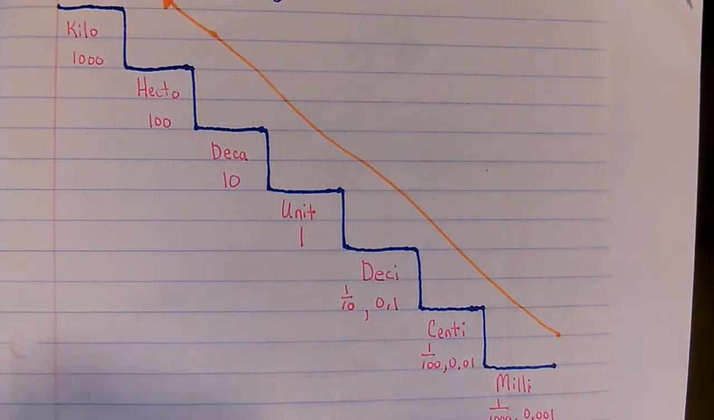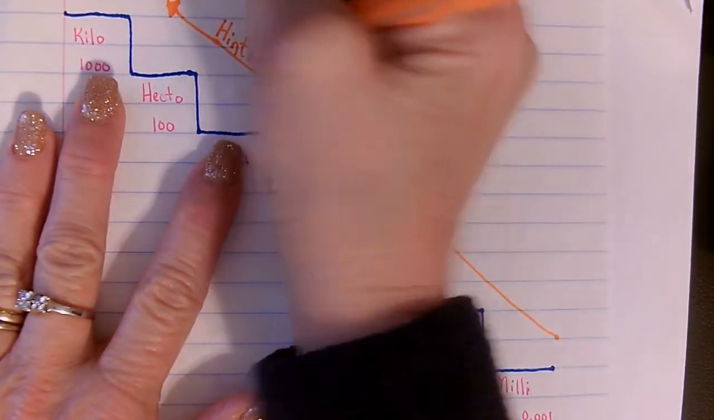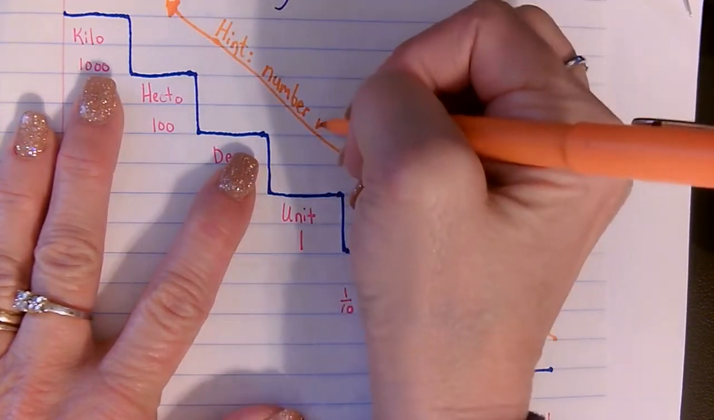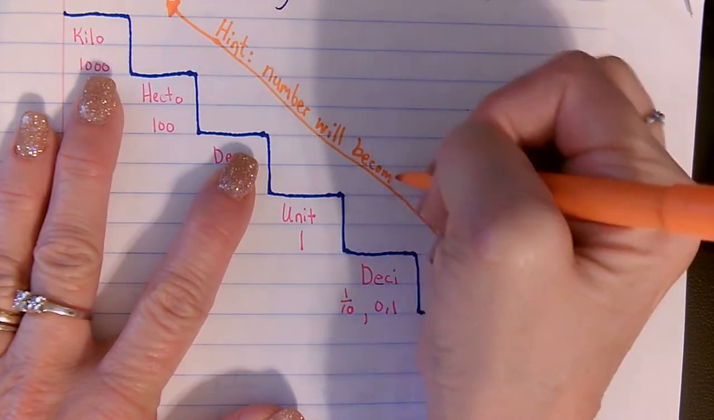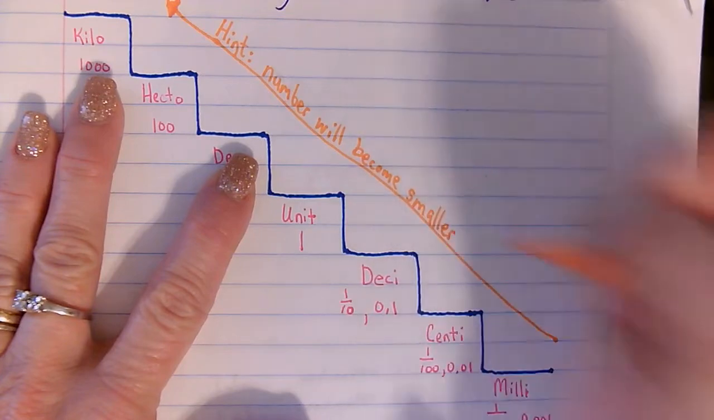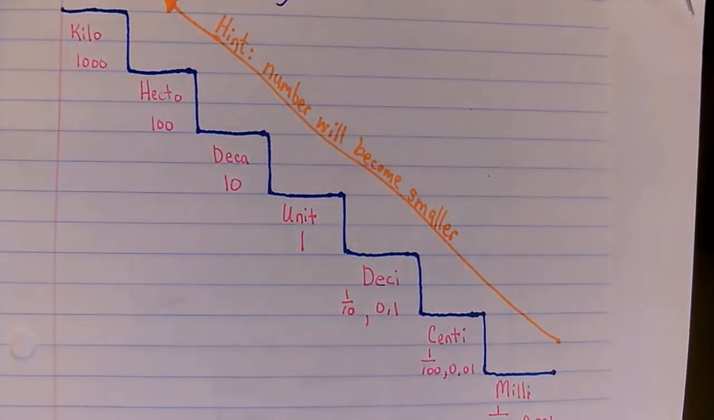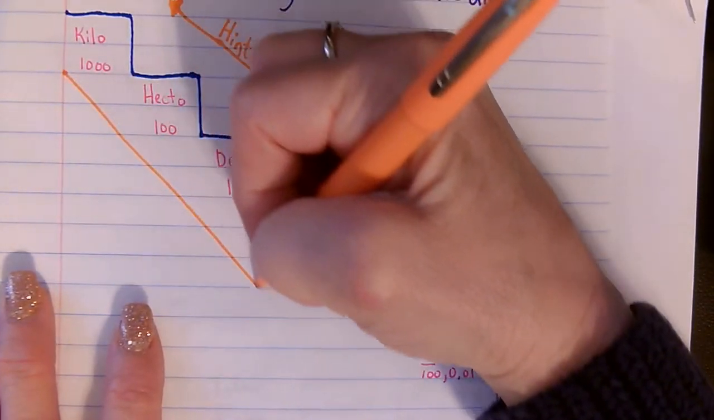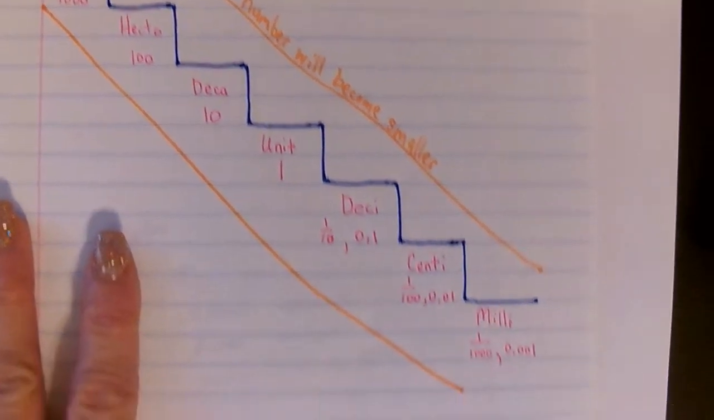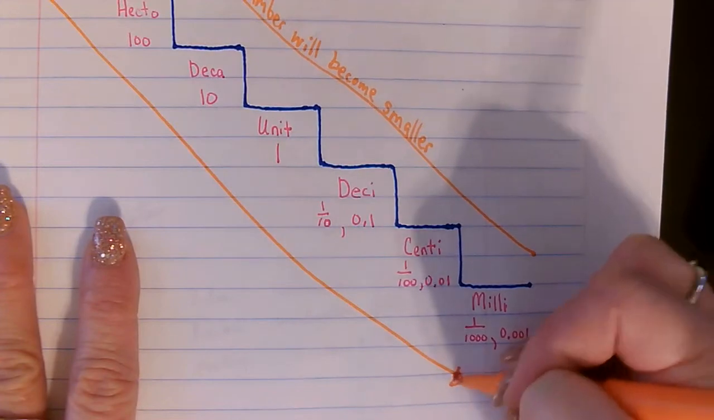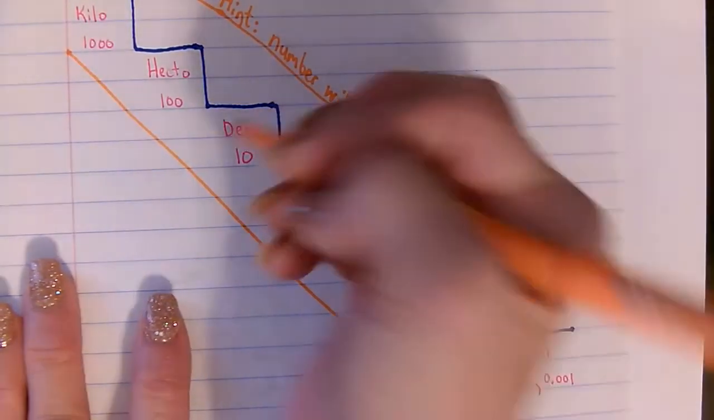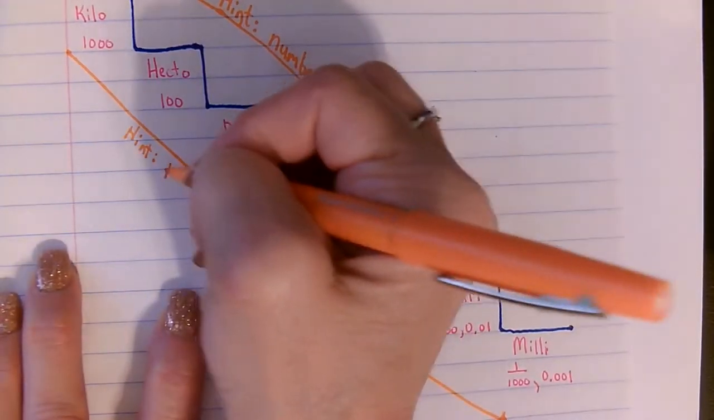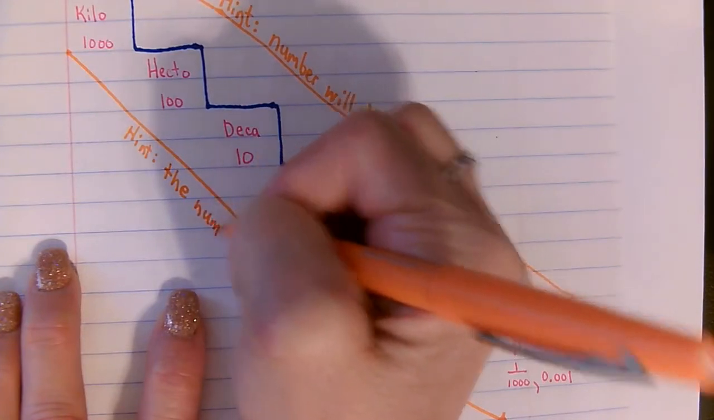And let's write a piece of information here. The hint for this one, when we're doing metric conversions, is the number will become smaller when it goes up the steps. Number will become smaller. All right? Now we're going to do the same going down the steps with an arrow going the other direction. Okay? As you can see, I'm going to stop it about right there. And the hint for this one is the number will become bigger when it converts going this direction. The actual number will.